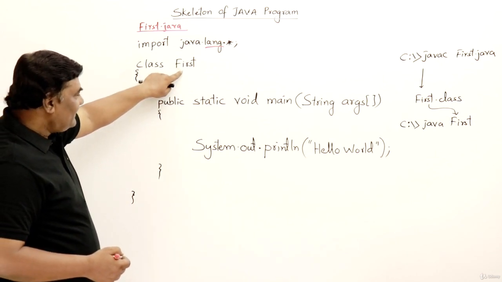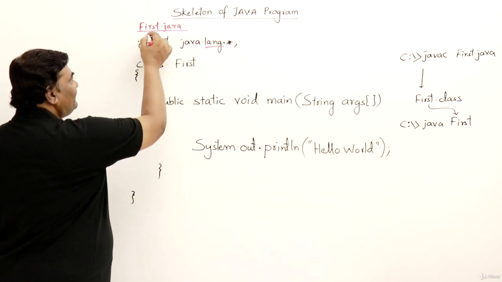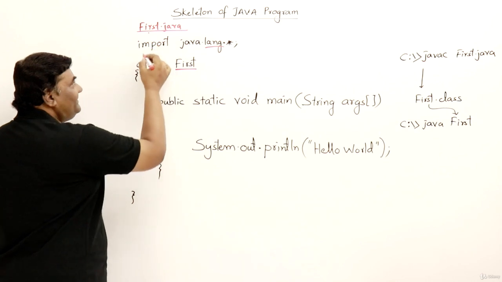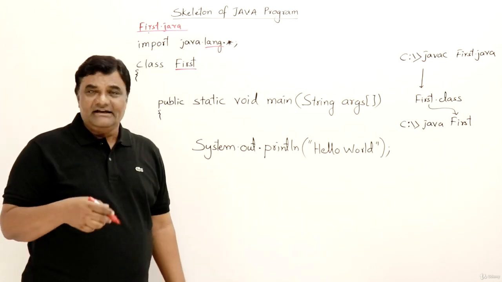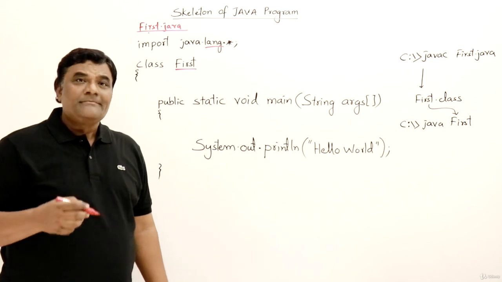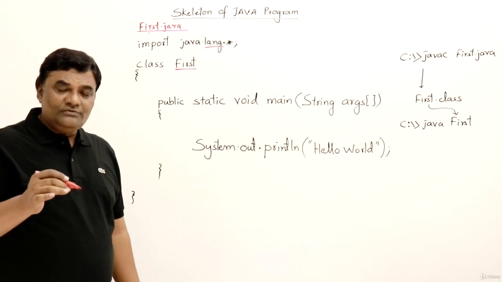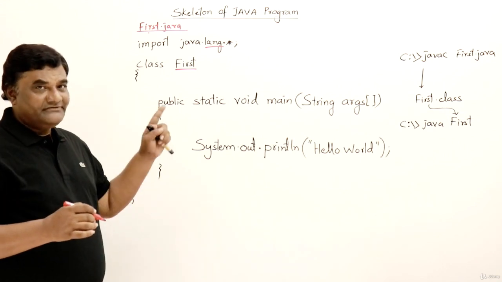This class name should be the same as the file name. Right? It should be the same as the file name. It can be different also, but later when I explain that, you can see how it can be different. But right now you have to follow this rule that the class name should be the same as the file name.